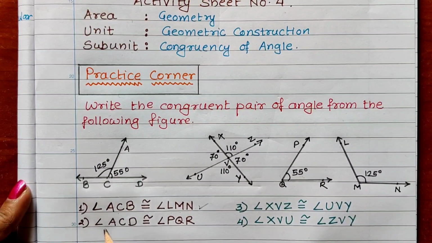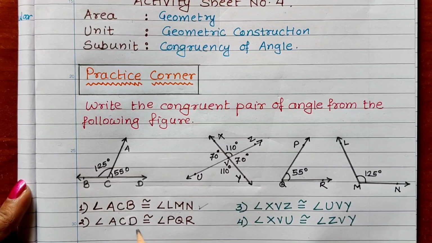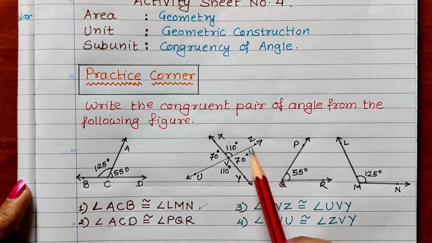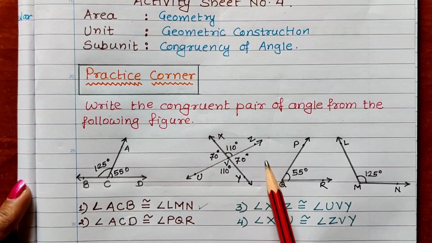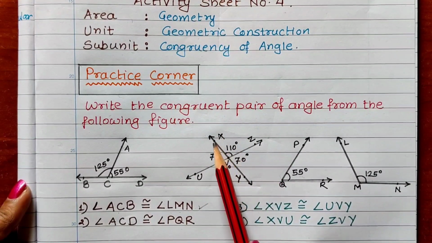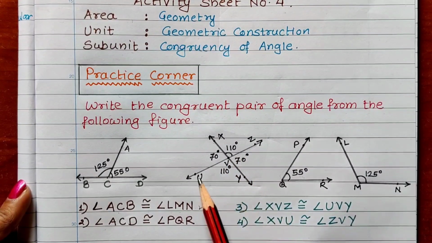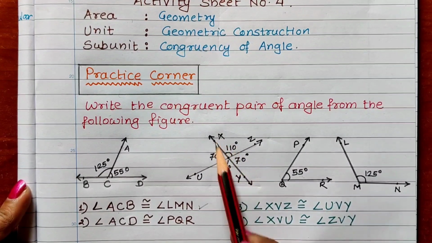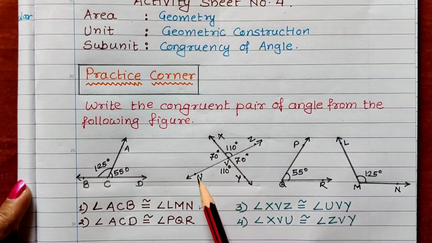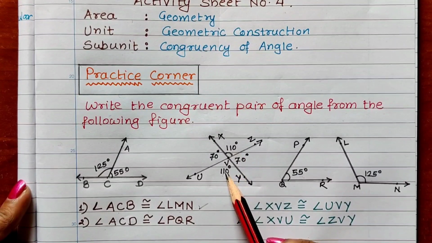So the second pair of congruent angles is angle ACD, which is congruent with angle PQR. Now let us see the third pair. From this diagram, we will be writing the third and fourth pair. So angle XVZ and angle UVY. Angle XVZ is 110 degrees and UVY is also 110 degrees. That's why they are congruent with each other. These are vertically opposite angles also.